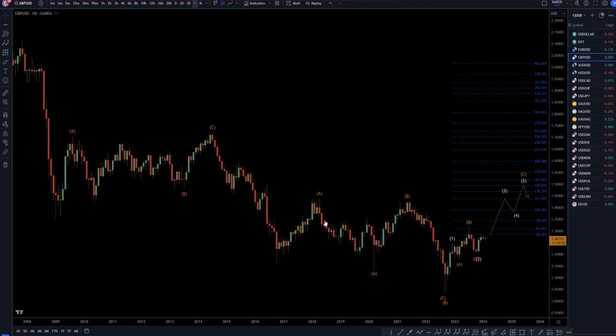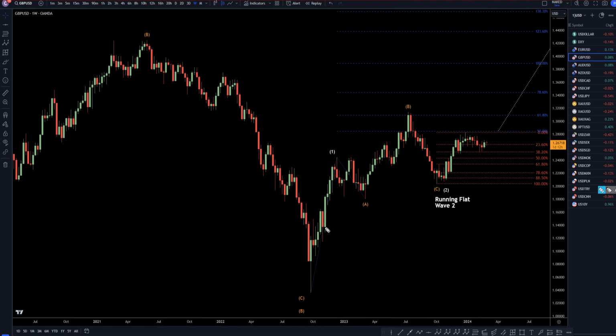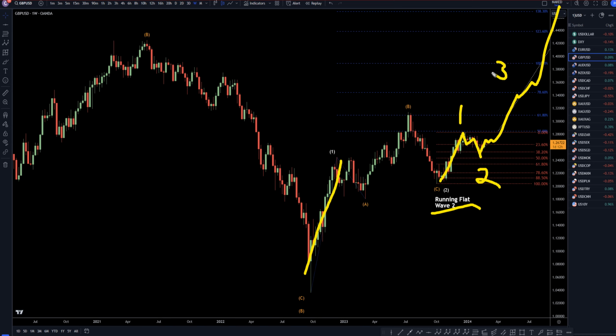But heading down to the 4 hour time frame, I still think this first move up is a wave one. I think we have a running flat wave two. I think this right here is a one of three. I believe this is already completed, possibly a wave two of three. I think there's a pretty good likelihood that this is going to continue over the coming weeks and months to make an uptrend for a wave three, just like what I was showing on the monthly time frame.